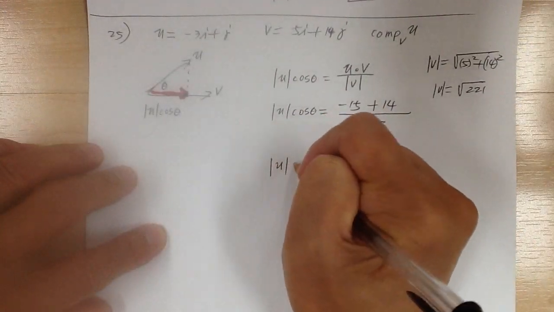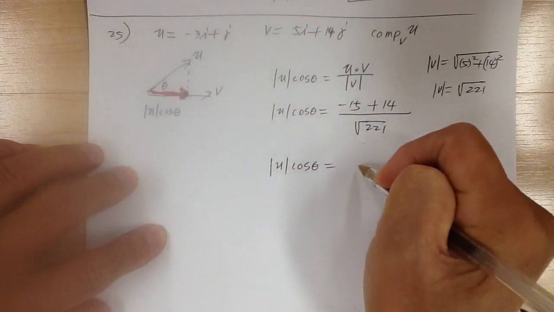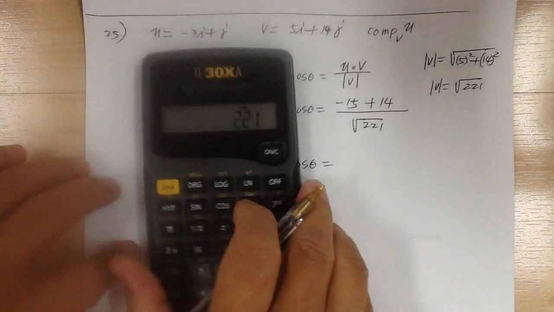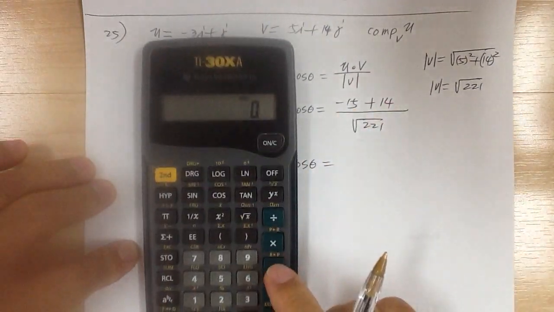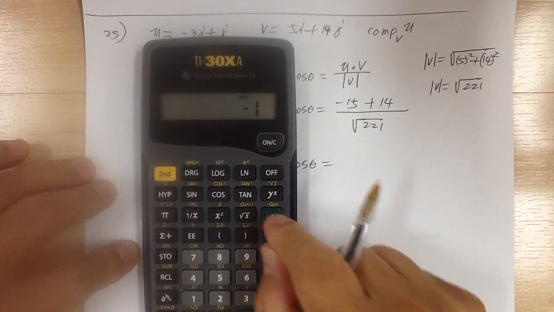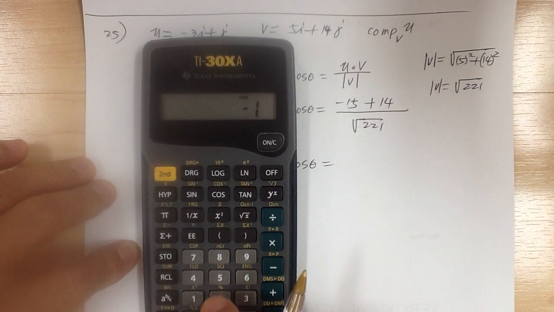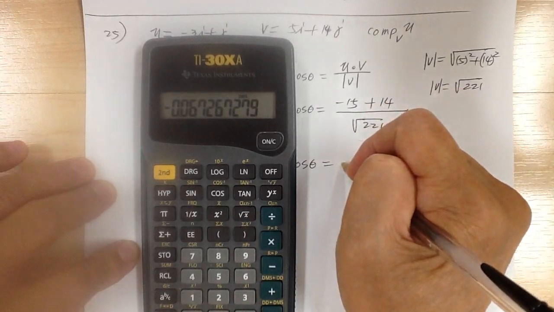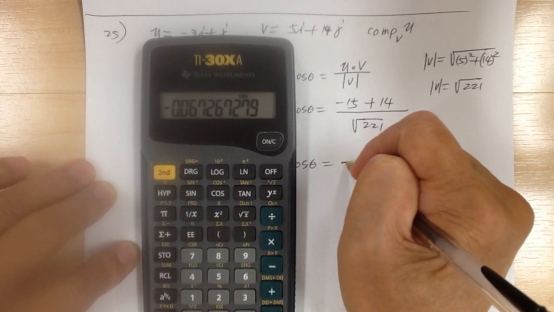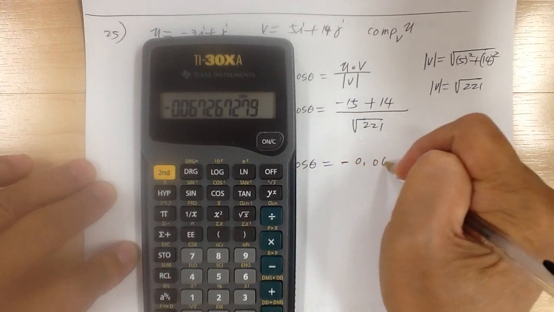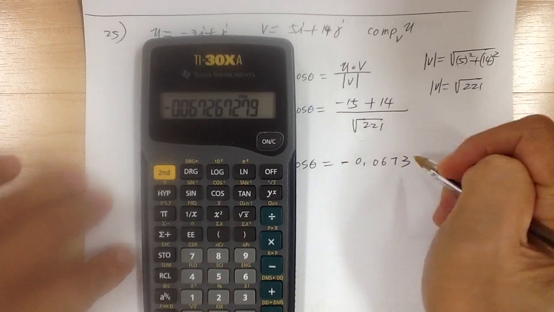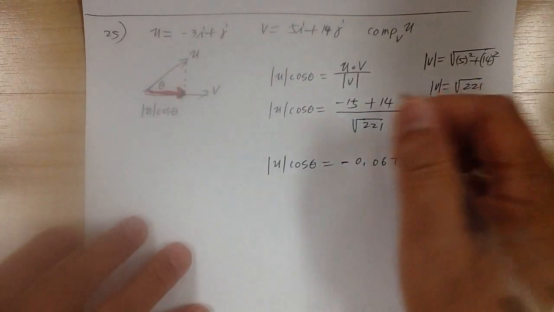So u cosine theta will equal, you can get your calculator, -1 divided by the square root of 221, which equals -0.06726, so round it to 3 significant digits. And that's it.